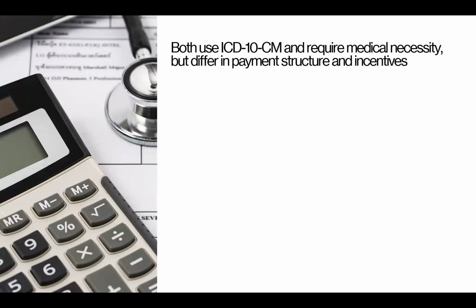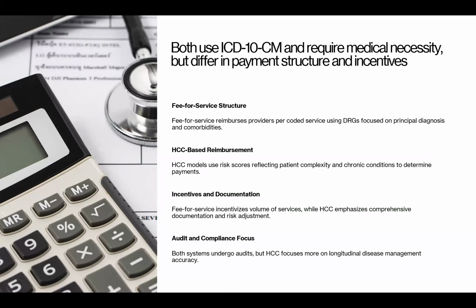Let's compare fee for service with HCCs. Both use ICD-10-CM and require medical necessity, but they're different. The fee for service structure reimburses providers for coded services. Hospitals are reimbursed based on DRGs that focus on the principal diagnosis and comorbidities. HCC-based reimbursement doesn't care about volume; it uses the risk score. You get the same risk score whether the patient comes in 50 times in one year or 10. It's the risk score reflecting patient complexity that determines the reimbursement.